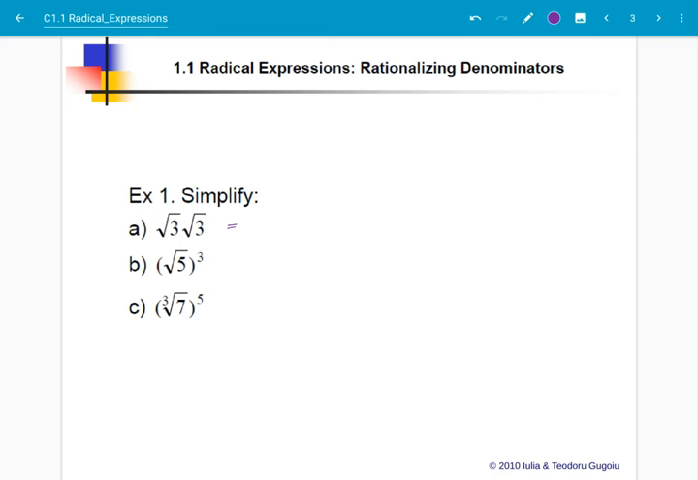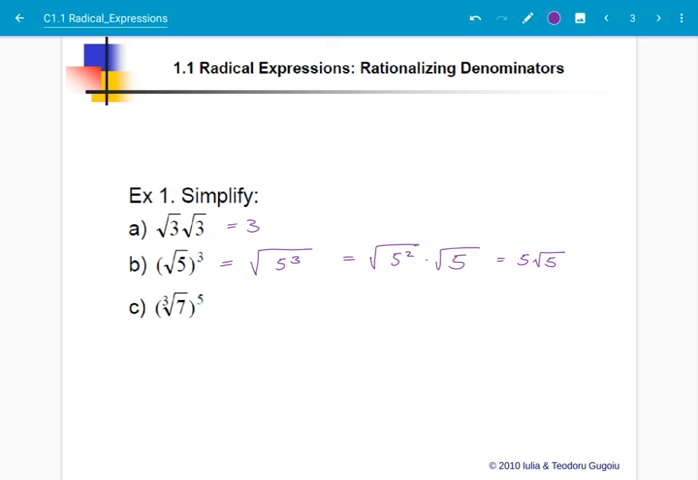Square root of 3 times the square root of 3 is 3. So breaking this apart, I'm going to bring the cubing inside, and then break it into two parts. So the square root of 5 cubed is the same as the square root of 5 squared times the square root of 5. Square root of 5 squared is 5, so it's 5 times the root of 5. Now try the next one.